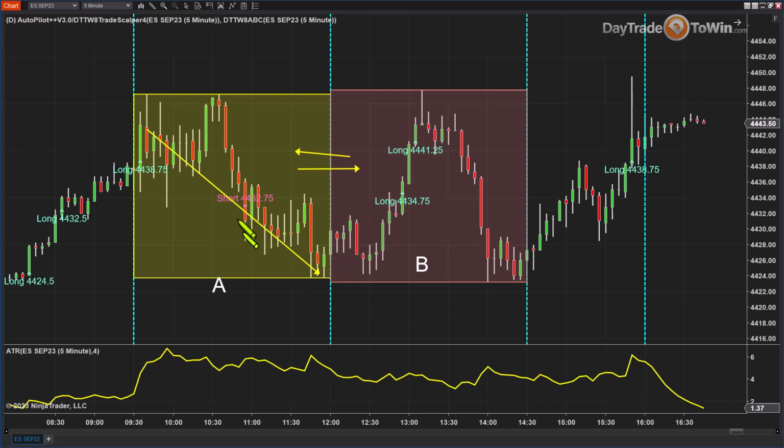Okay, now the same thing, the market's on its way down. Here's a Trade Scalper signal to go short. Here's another Trade Scalper signal to go long. And now you have here this right at the end of the day. You can see what happened. The market tested the high of B, which is actually also the high of A. So the market was in a big range yesterday.